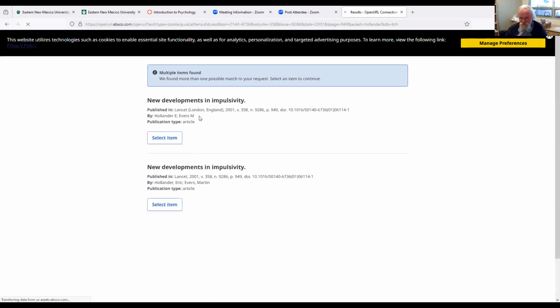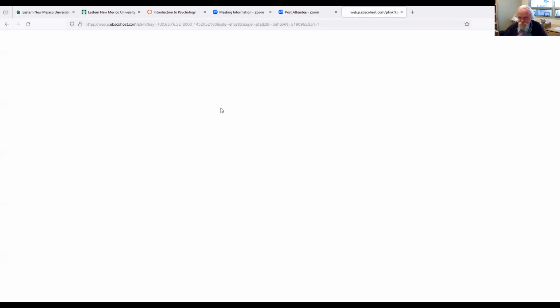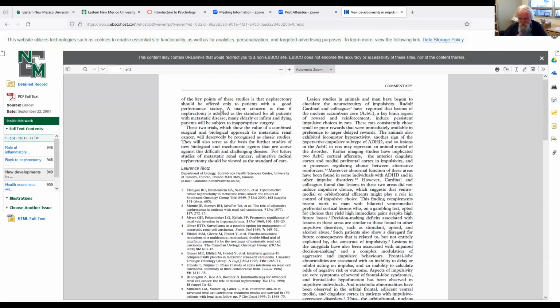Okay, new developments on impulsivity. Let's just see if there is an article on this. Maybe. It looks like it's loading or it's searching. I'm sorry it's taking so long. I guess the internet is tired. Okay, so let's wait just a minute and see if this pops up. It's slowly moving. Okay, it's kind of like dial-up internet, isn't it?